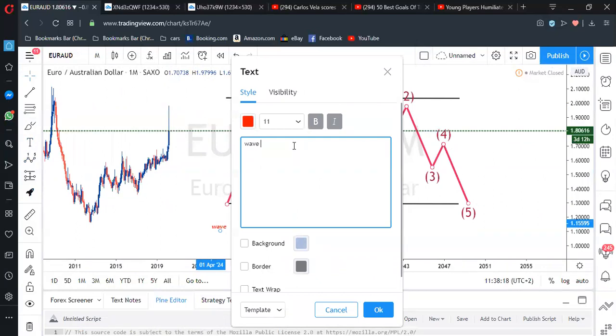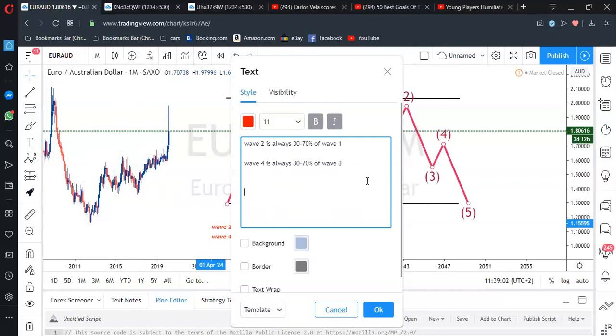Sorry, this was supposed to be wave 2 is always 30 to 70% of wave 1. And then let's just copy this, paste it there, and then we say wave 4 is always, this principle also always applies, of wave 3.